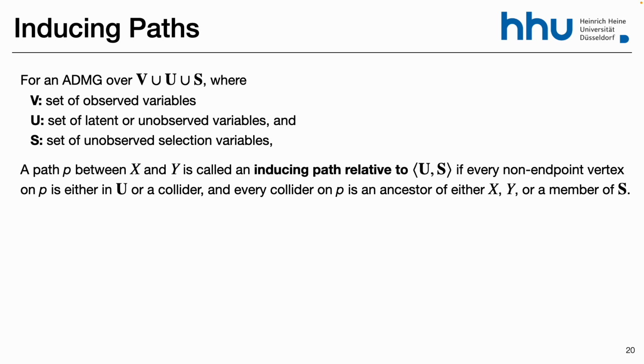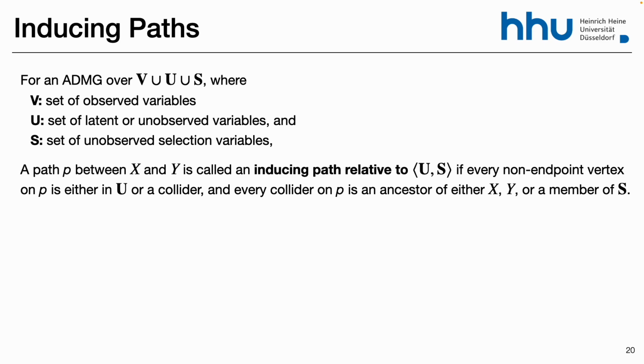It doesn't matter here whether it's a bidirected edge or not, as long as the variables in the middle are colliders, and also the colliders are ancestors of the first or the last, then you are creating this inducing path. And the definition is like this: the variables that are not the first or the end, which are the non-endpoint vertices, are either part of the U, like this, or they are colliders. So you're reading the variables, including the U's in the bidirected edge.